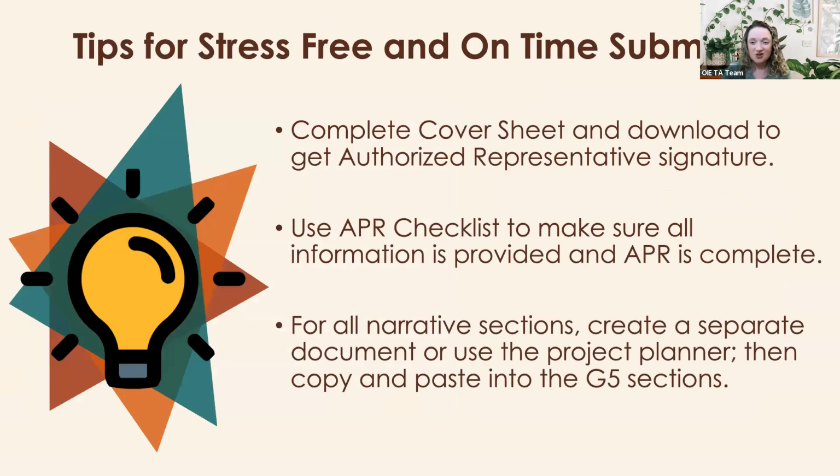A few other tips to try to keep this reporting season as stress-free as possible. We will often have folks say, I can't get my signed cover sheet back into G5. So here's the process that typically works for most grantees. Go into G5, go into the cover sheet, enter all your information into the cover sheet in G5. They've got the form in there, type it in. Then hit the download button. That way, then you have the form and you can print it out and go get your authorized representative to sign it. Then come back.